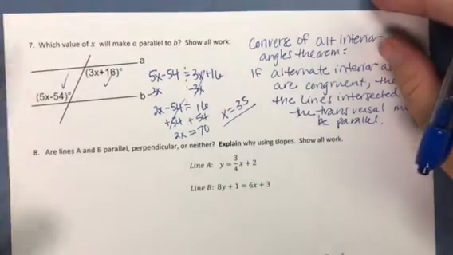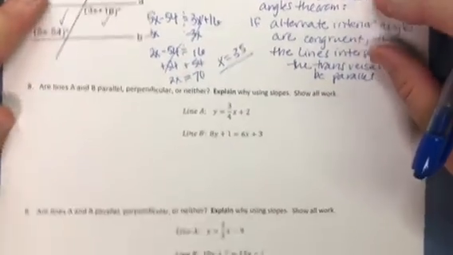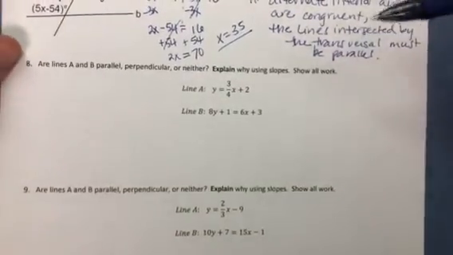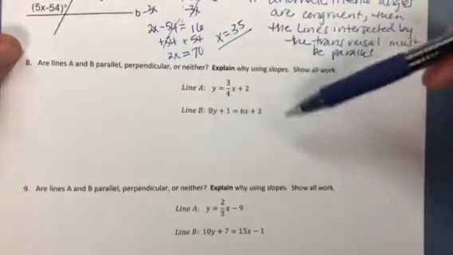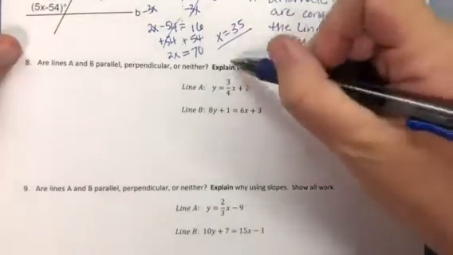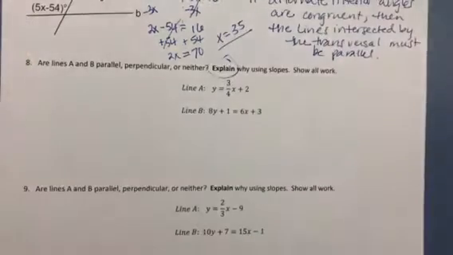All right, problems 8, 9, and 10 are really similar. So question 8, are lines A and B parallel, perpendicular, or neither? Explain why using slopes. When you see the word explain, that means you've got to write something with words, not just show your work. So we need to know the slope of both lines.